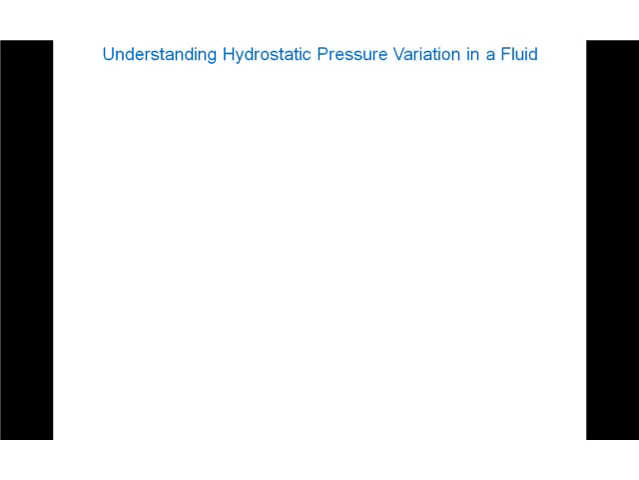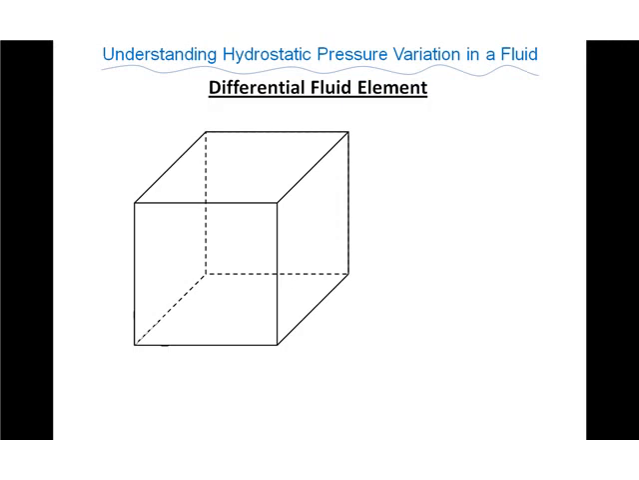In this lesson we'll be discussing hydrostatic pressure variation in a fluid. When we say hydrostatic, one of the key parts of that is static, so we're talking about fluid that is not in motion, is completely static. So to explain this, we're going to start by looking at a differential fluid element. So what we're saying is, imagine that we take a very, very small cube of the water.